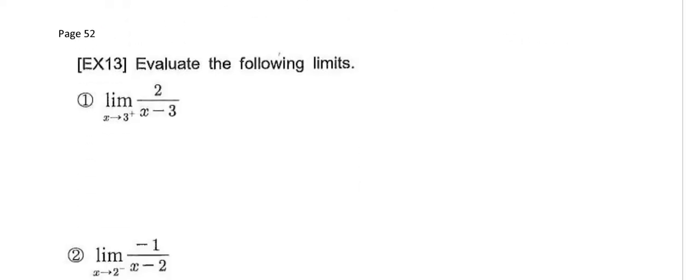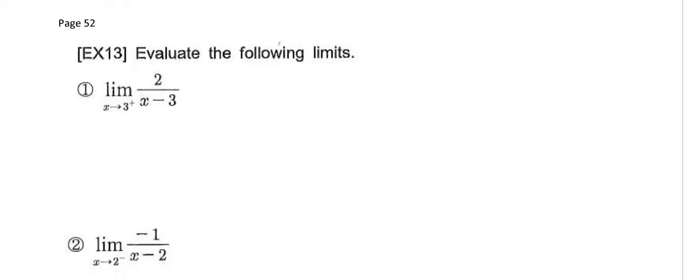Okay, let's move on to page 52, more limit problems. The questions on page 52, example 13, are a little bit different because these are one-sided limits. The reason why they're called one-sided limits is because the question is telling you to evaluate the limit as x approaches 3, in this case, from the right-hand side. Okay, so let's take a look at this.